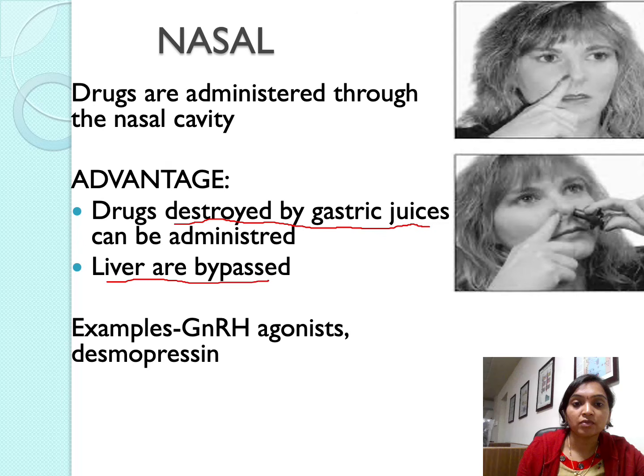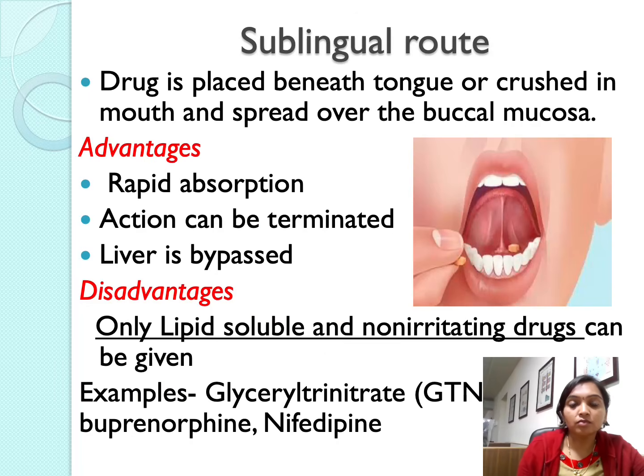Examples are, apart from antihistamine group of drugs which is used for local action in the nose, a few hormones, that is gonadotropin releasing hormone agonists and desmopressin, which is a vasopressin analog. So these two can also be given through the nasal route. This is very important, these two examples are important. Moving on to the sublingual route.